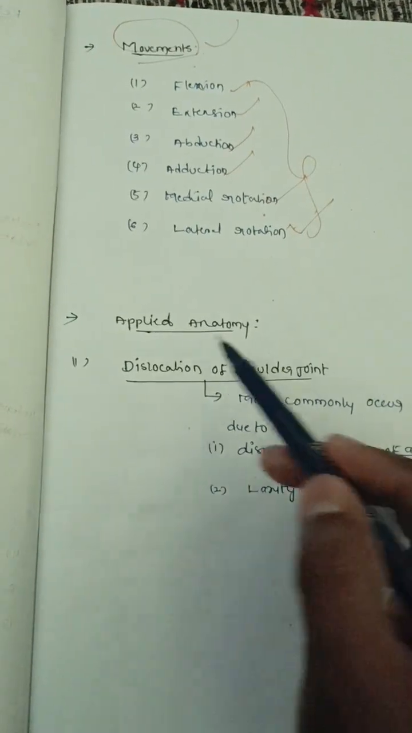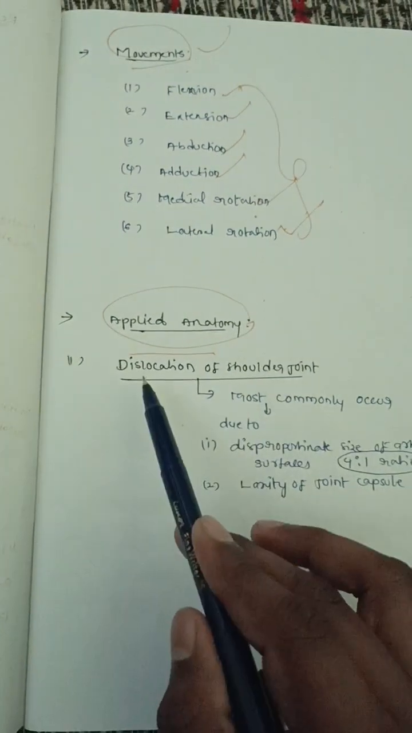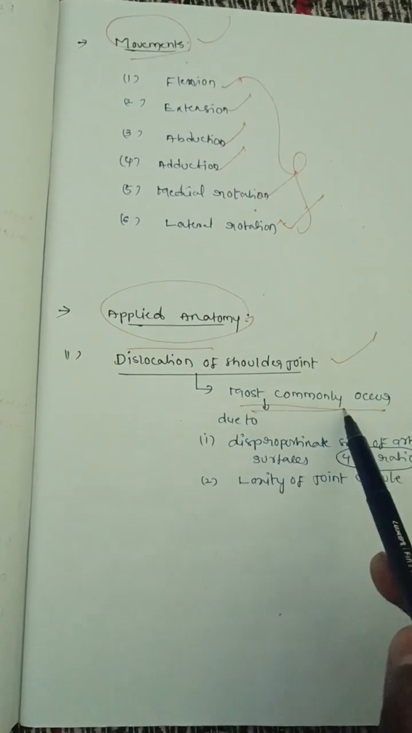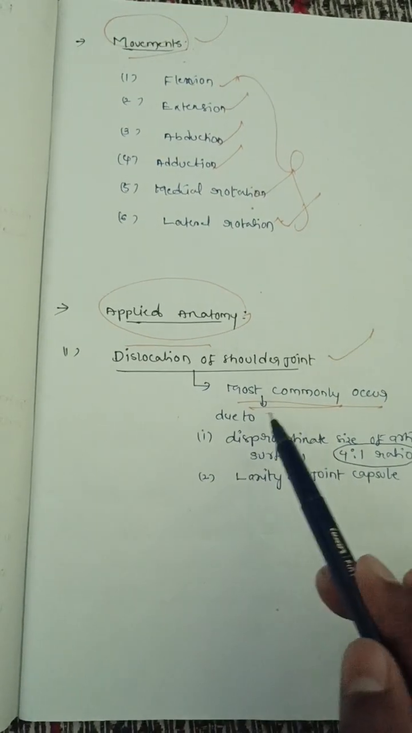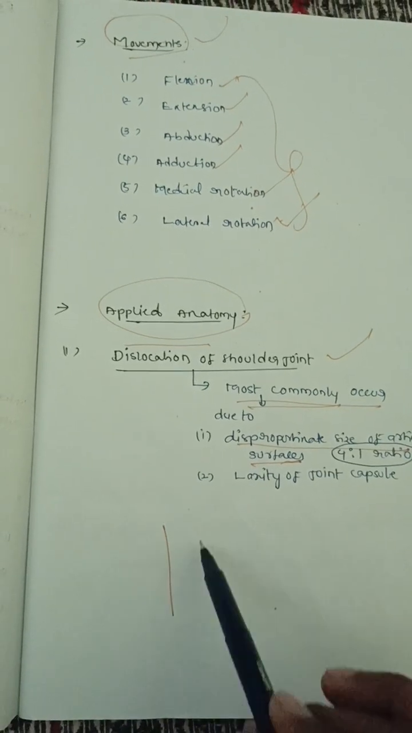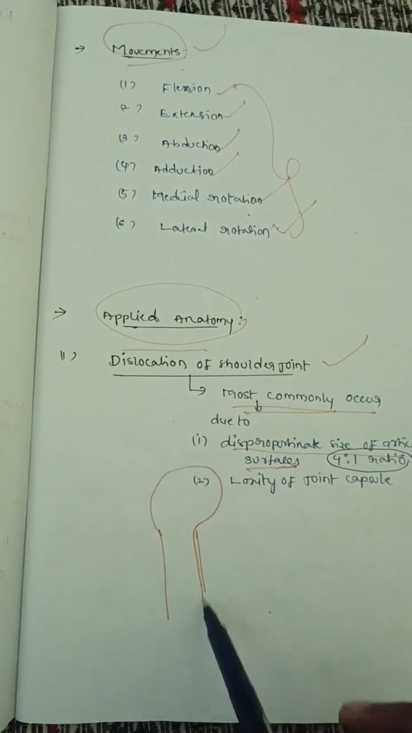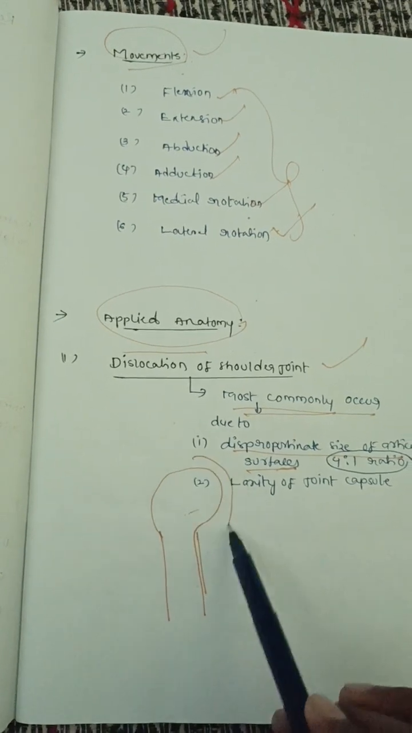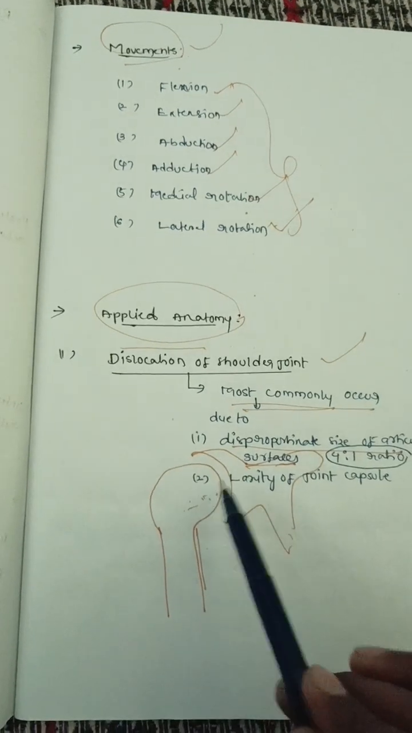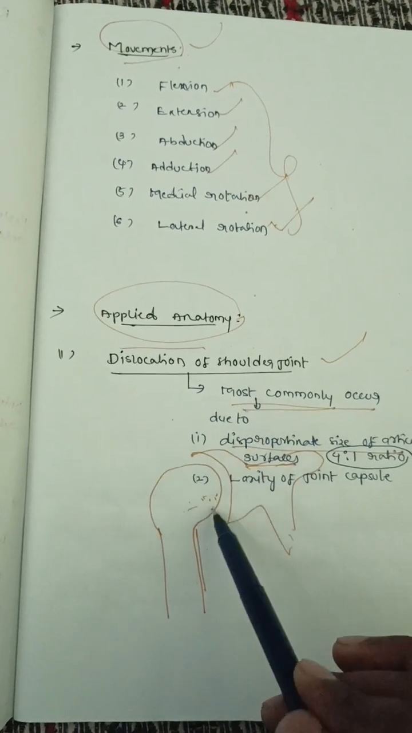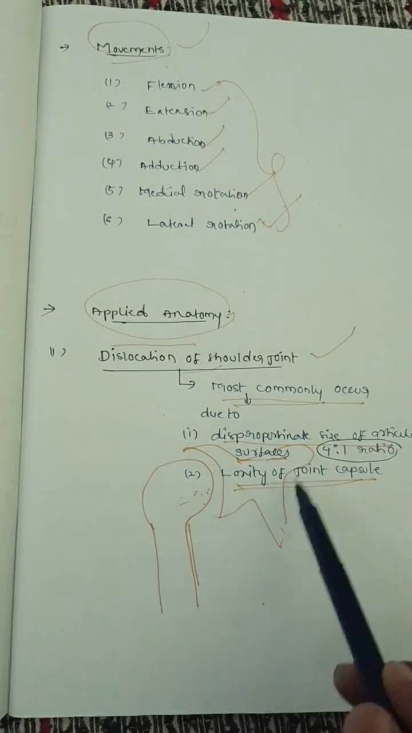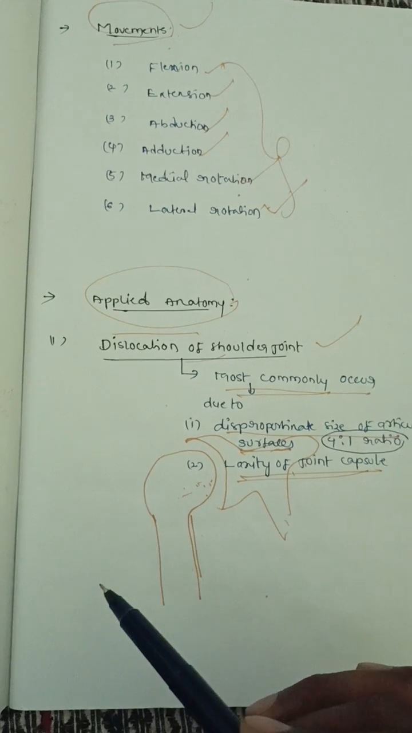Applied anatomy of the shoulder joint: it is mainly dislocation of the shoulder joint. Dislocation of the shoulder joint most commonly occurs due to the disproportionate size of the articular surfaces, the large head of the humerus and the small glenoid cavity. Another cause is laxity of the joint capsule. So in these two regions, dislocation of the shoulder joint mainly occurs.